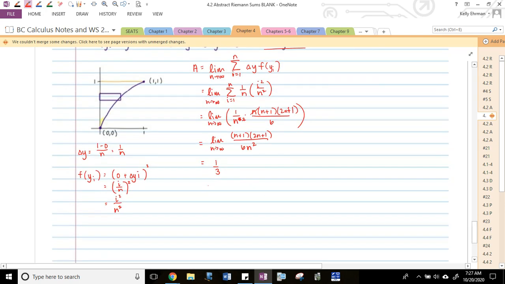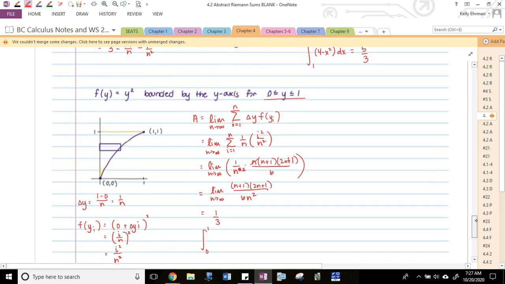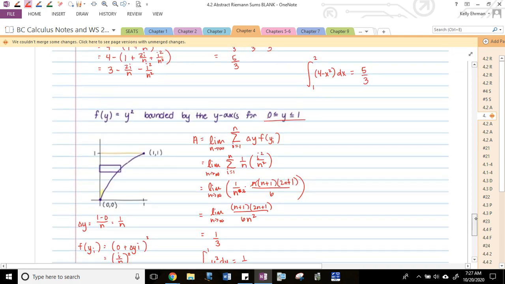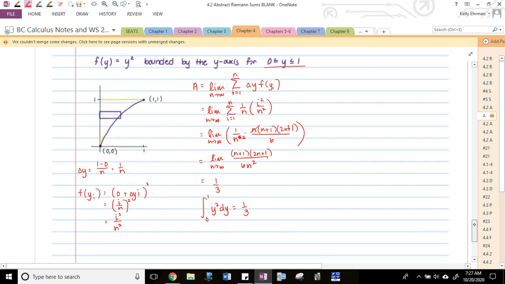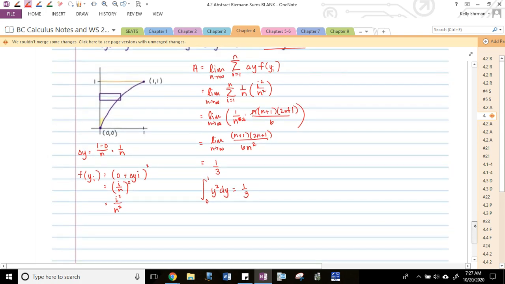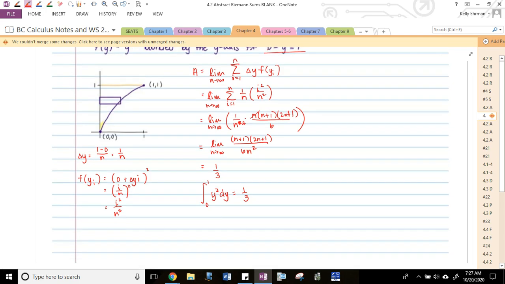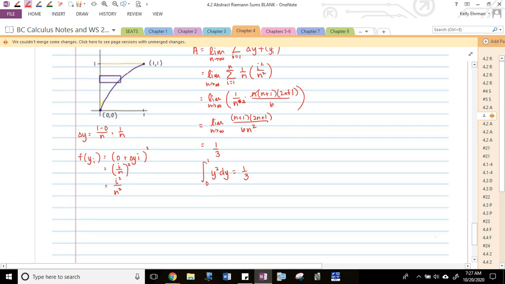And remember, this is saying the area from 0 to 1. Now, this would be in terms of y. So the integral of y squared dy is equal to 1/3. All right, so I know we haven't talked about definite integrals yet, but this is how they're working. These are definite integrals. We're getting numerical answers instead of general equations with a plus C on the end.